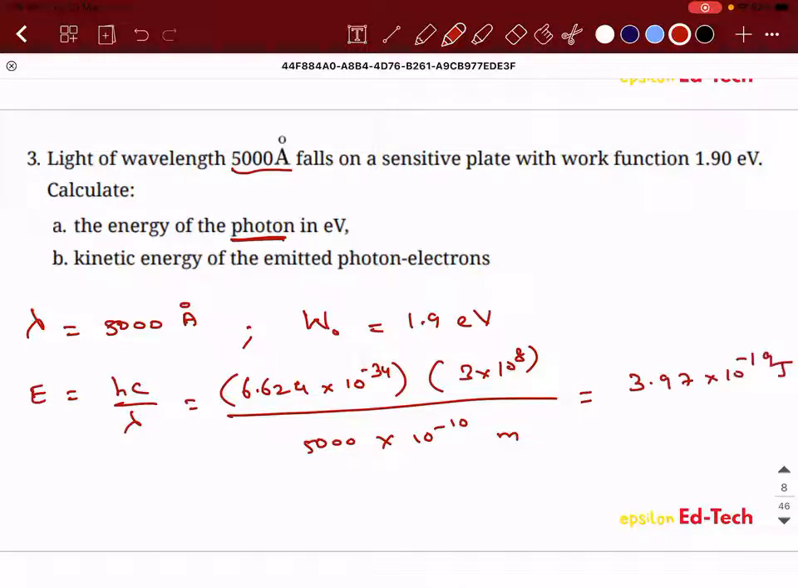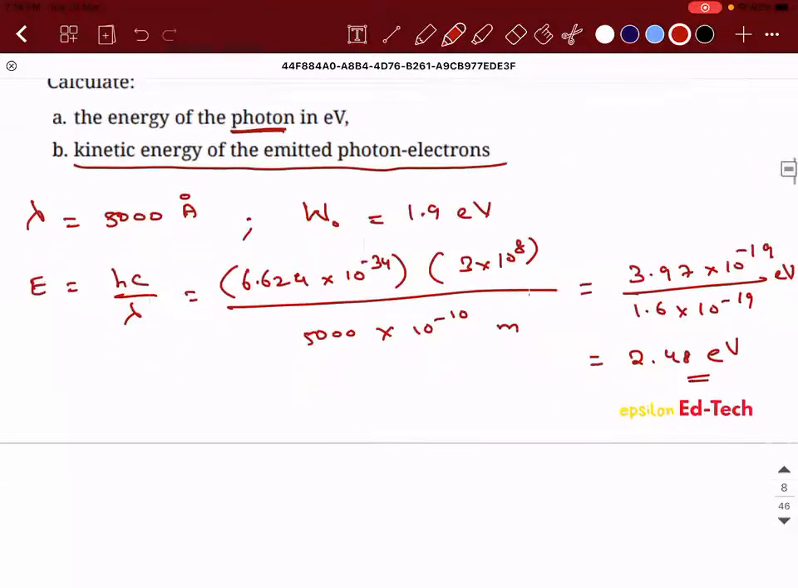How to convert joule to electron volt? Divide it by 1.6 into 10 power minus 19. Then it becomes electron volt. When you do that, you will get the answer as 2.48 electron volt.